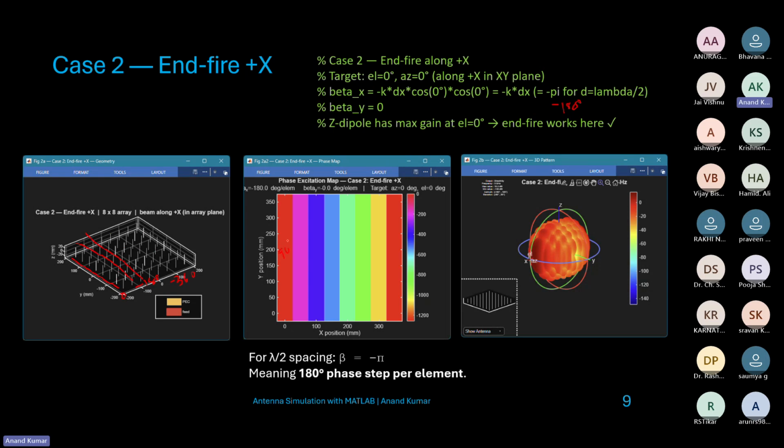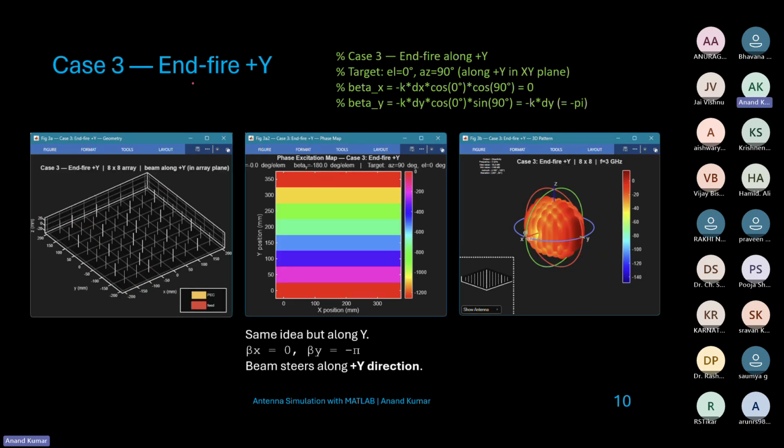This is minus 180 degree. This is minus 360 degree. This is minus 540 degrees, and so on. So we have progressive phase shifts along the rows, and this will lead to an end fire radiation, as can be seen over here.